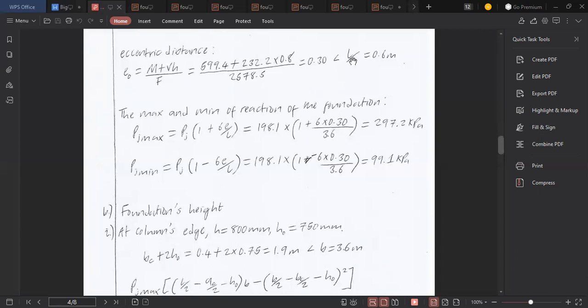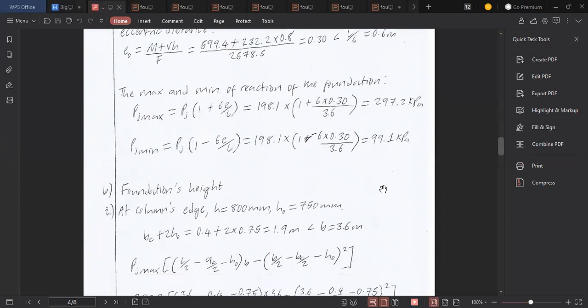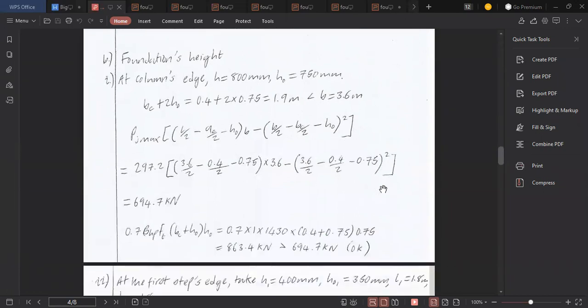It should be less than L over 6. Then with this formula, the same, PJ times open bracket 1 plus 6e over L, the minimum is minus, the max is plus. We find this plus value. So the first thing we want to check is the foundation's height.